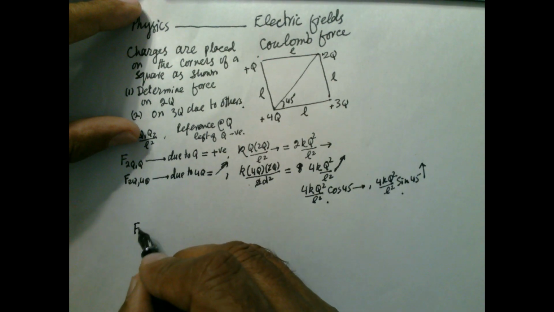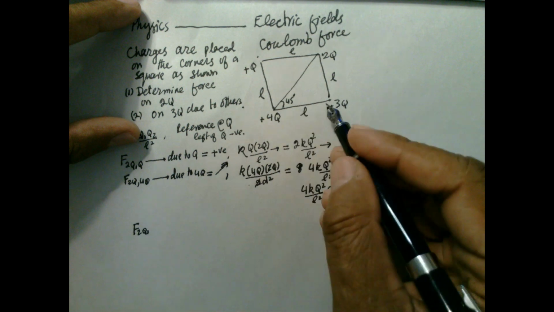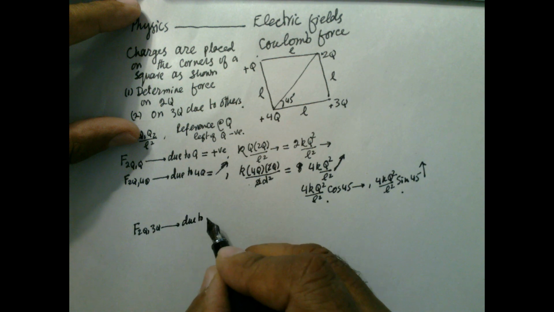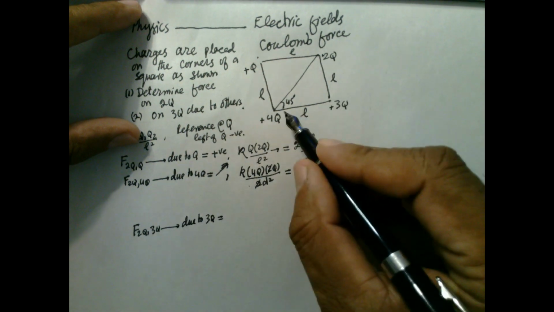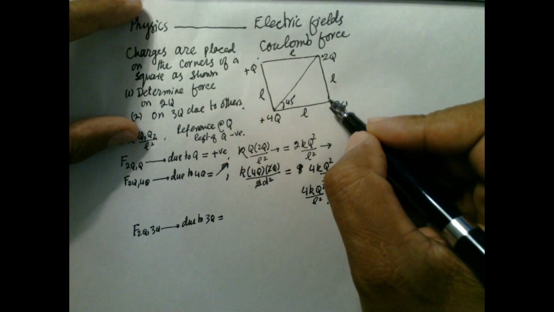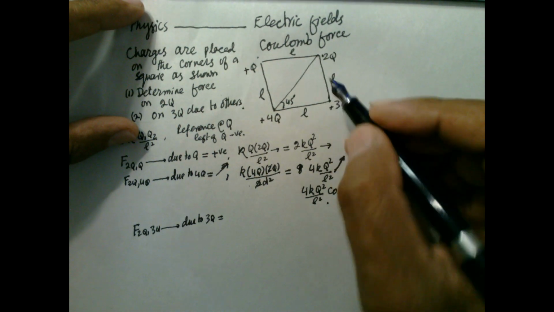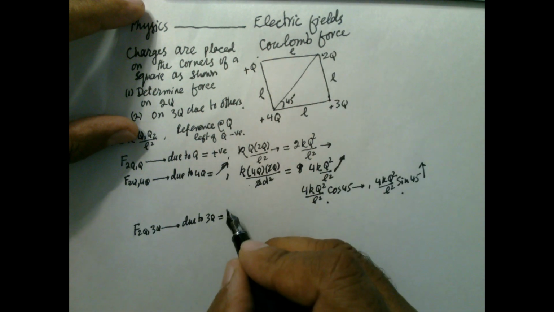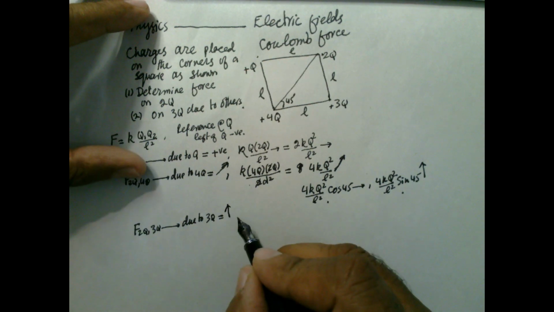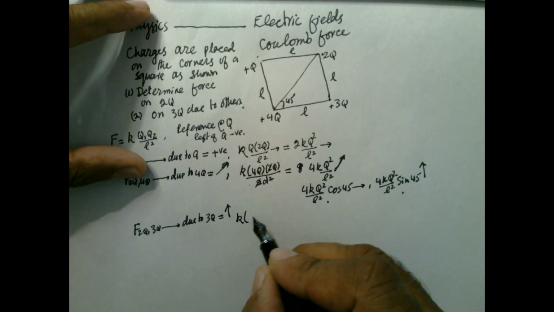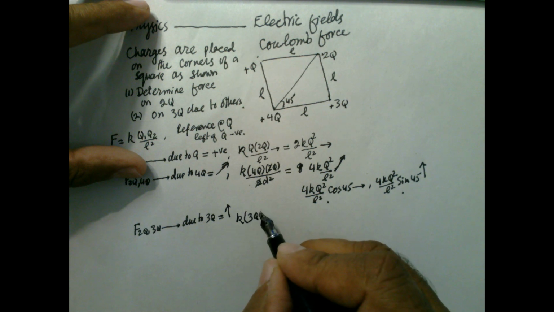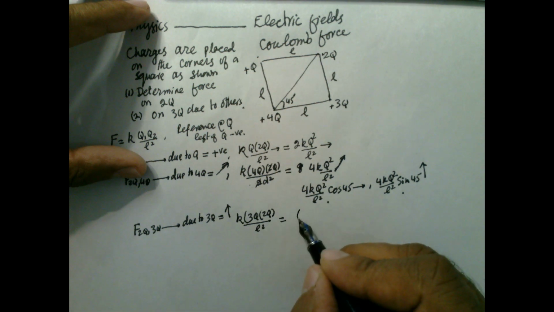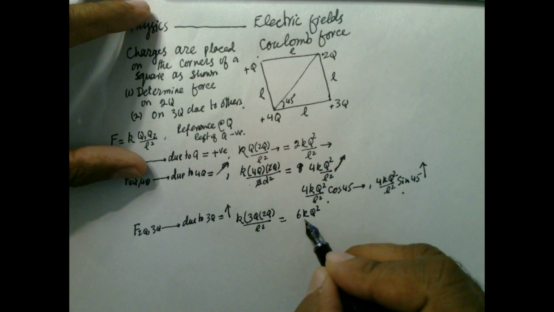And the force on 2Q due to 3Q. 3Q is positive, so it is a repulsive force, so this will go opposite, on the top, up. And the quantity is K, 3Q into 2Q over L square. So this is equal to 6KQ square over L square.